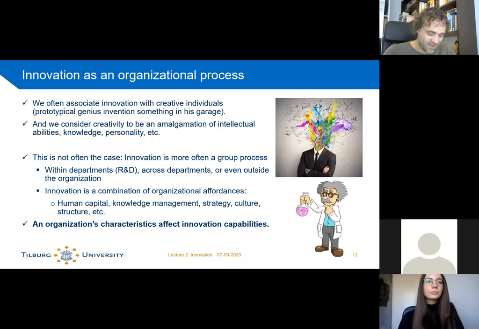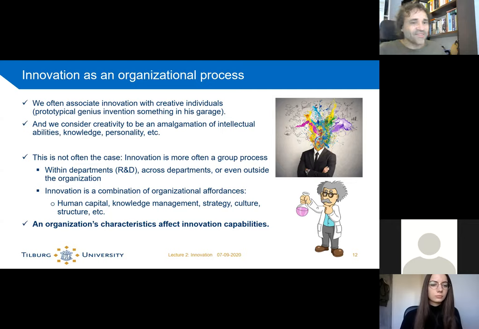Also pretty interesting, by the way, if you Google scientist or inventor, the pictures you end up with is a white older male wearing a white jacket, which says something about the stereotypes we have about inventors and scientists. Well, I happen to be an older white male, but in general, that's not true of scientists or inventors. That they're all like that. But that's something different. So innovation is more often a group process.